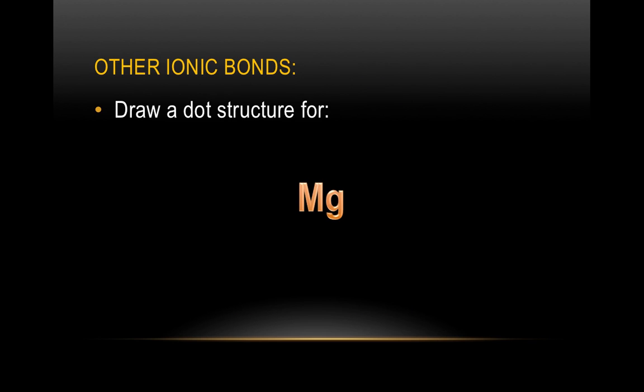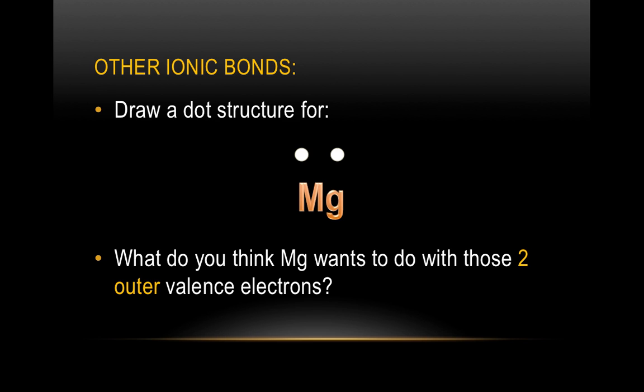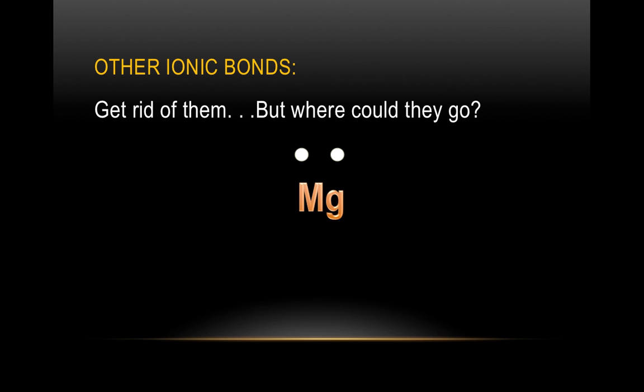We're going to draw the dot structure for Mg. So find Mg on your periodic table. And when you do that, you'll see that it's in group 2, so it has 2 outer valence electrons. What do you think Mg wants to do with those 2 outer valence electrons? Is it easier to get rid of 2 or gain 6? Probably wants to get rid of them. But where could they possibly go? It's got to find somebody that needs 2 electrons.